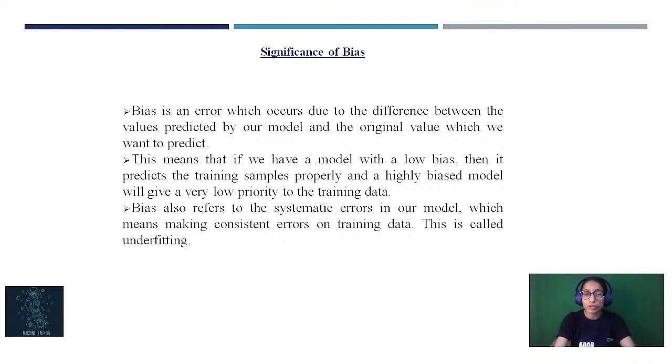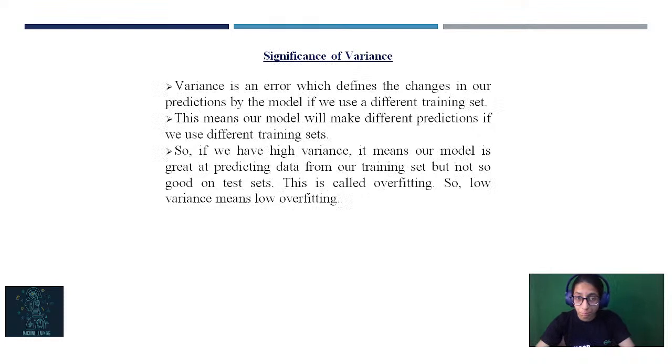So bias also refers to systematic errors, how the error is systemized. If the consistency of the error is good, it gives us only the meaning of underfitting.